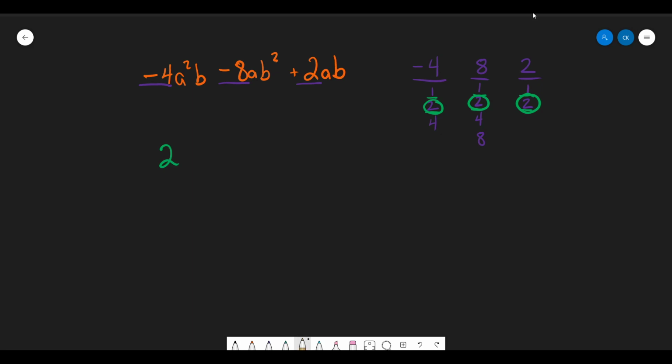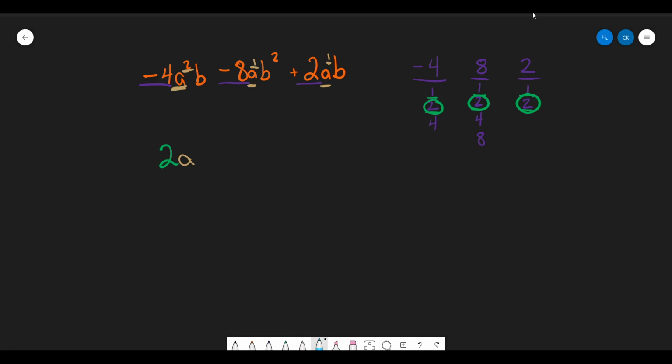Now I'm going to look at my variables. The first term has an a, the second term has an a, the third term has an a. So I get to work with a. Out of these a's, which of these has the smallest exponent? Well, this has an exponent of 2, this has an exponent of 1, and that has an exponent of 1. So, obviously, the smallest exponent is 1. So I'm going to take out front an a to the first, or just an a.